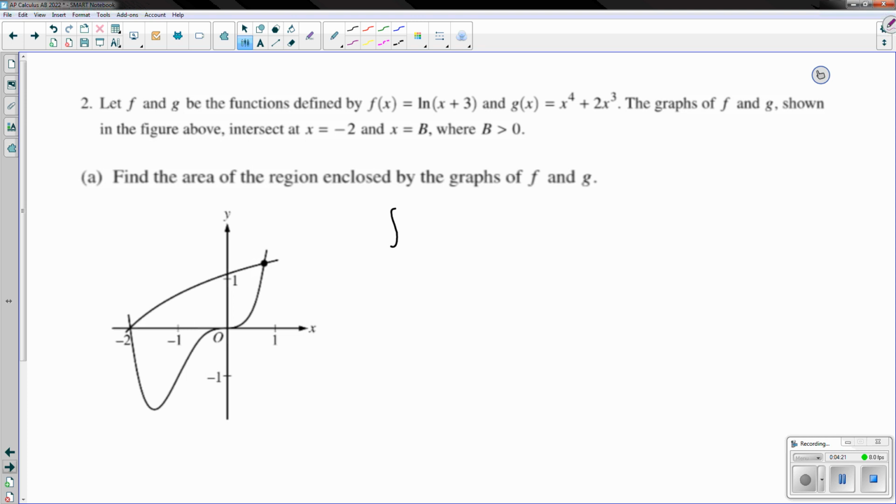So we're going to say the area is equal to the integral from -2 to b. And at this point, we're going to acknowledge what b is, where b is equal to that value we wrote down before.